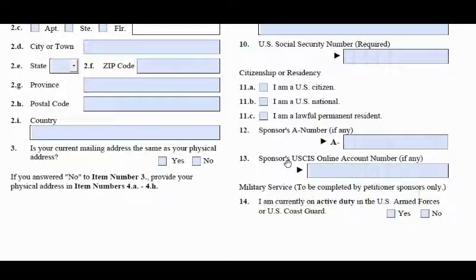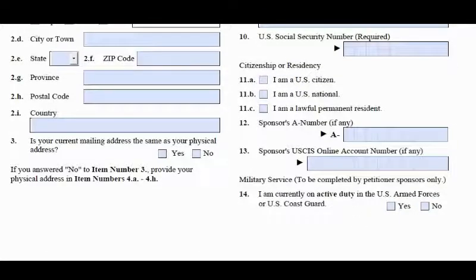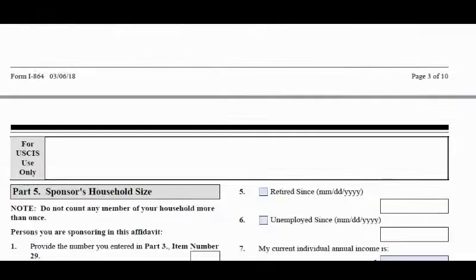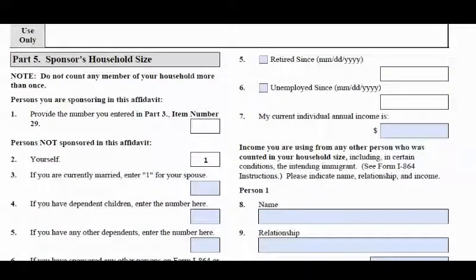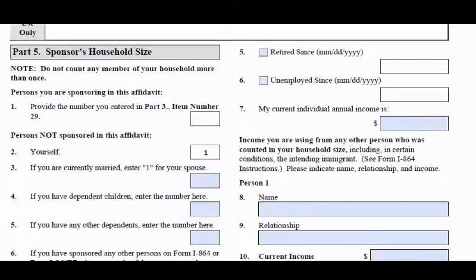Military service is to be completed by petitioners or sponsors only. So 14: I'm currently on active duty in the U.S. Armed Forces or U.S. Coast Guard. If you are in the military, you check yes. If you're not, then you check no. Then from there, we're going to move to part 5.